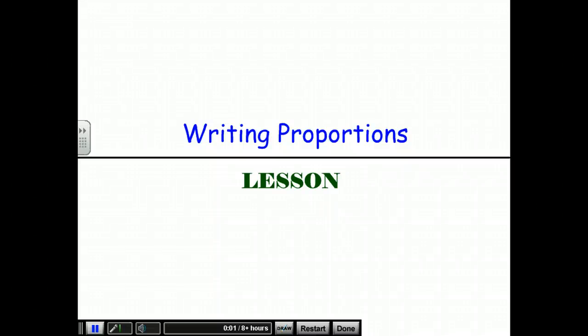So this video lesson is all about writing proportions. We haven't quite gotten to solving them yet. This one is going to be entirely about writing them, just setting them up and understanding what they are. So first, of course, we have to understand exactly what a proportion is, and we're going to do that by looking at an example here.